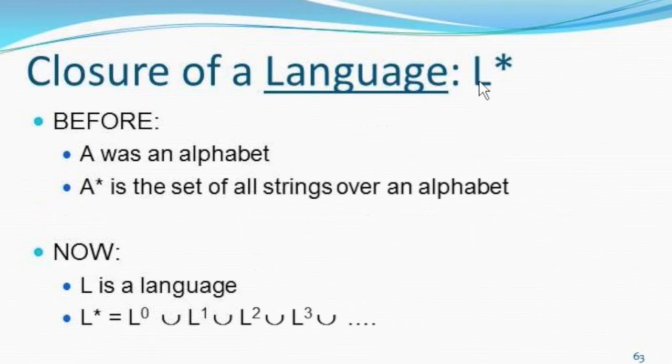Now we're going to talk about L star. So we're talking about the closure of a language now. Before we were talking about A star, where A was an alphabet, and A star is the set of all strings over an alphabet. Now we're going to talk about L star. So what happens when you star a language? And the answer is that the closure of a language, if you take L star, you just take the union of L to the 0, union with L to the first power, union with L squared, union with L cubed, and so on.